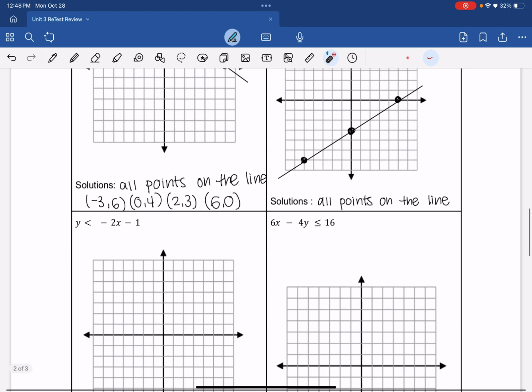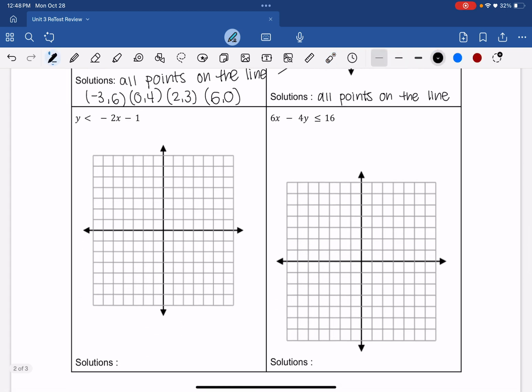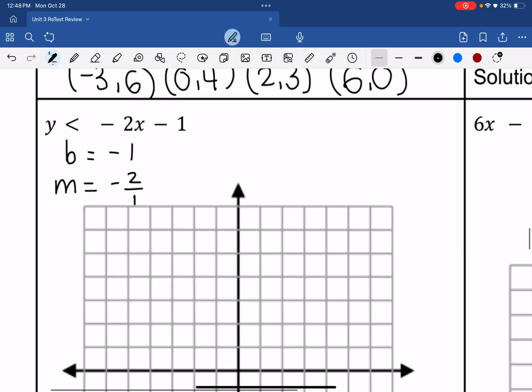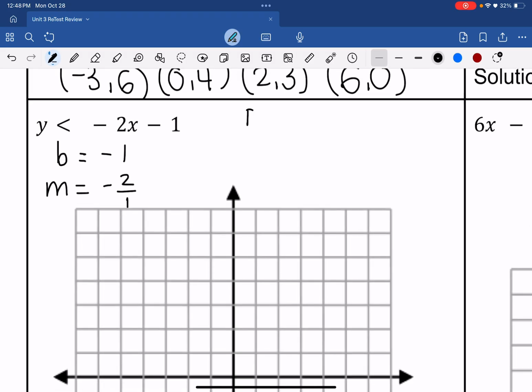Okay. All right, and then we have our inequalities, okay? So this one's already in y equals, so let's go ahead and plan it out. So our y-intercept is a negative 1. All right, our slope is negative 2 over 1. Okay, because that's, remember, that's the number that's with x. It is going to be a dotted line. Remember, if my inequality does not have an equal to sign, it's dotted.